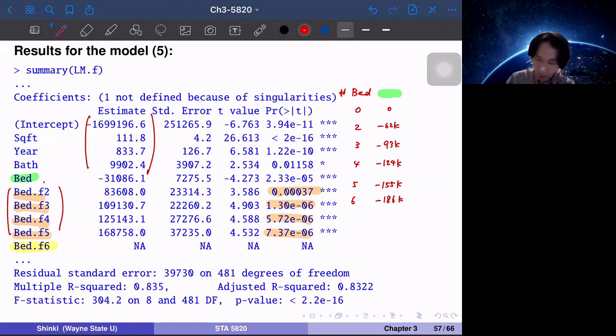Then we have to consider these values. 2 bedrooms, plus 83. So the positive 83. And 0 is 0. And 3 bedrooms, this is plus 109. And 4 bedrooms, then 125. And the 5 bedrooms, that is plus 169. And 6 bedrooms, we actually cannot evaluate it.